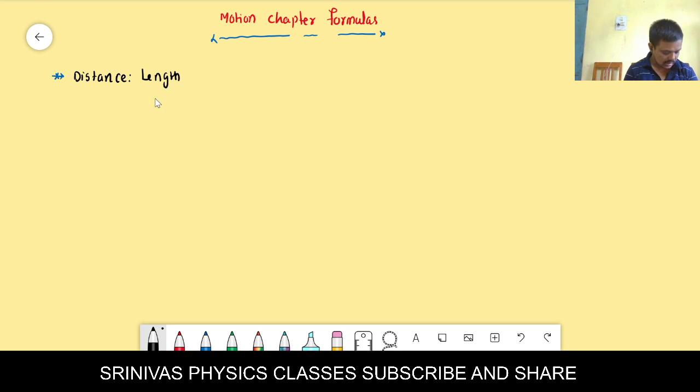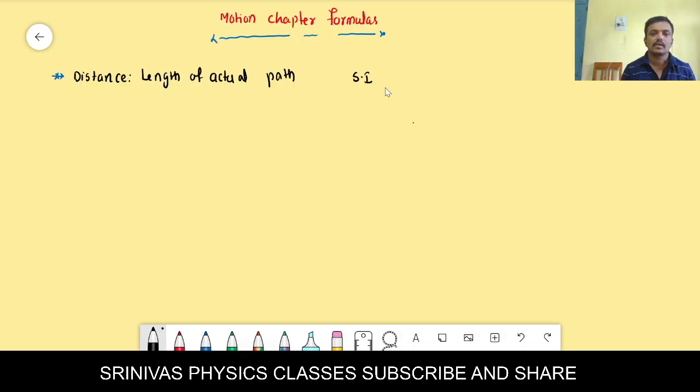What is distance? Distance is the length of actual path. Length of actual path is called distance. Okay, what is the SI unit of distance? Right, the SI unit of distance is meter.